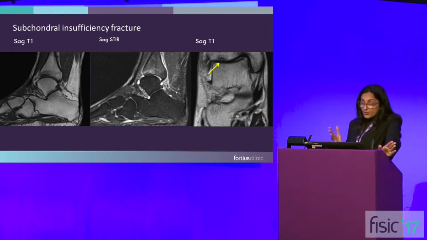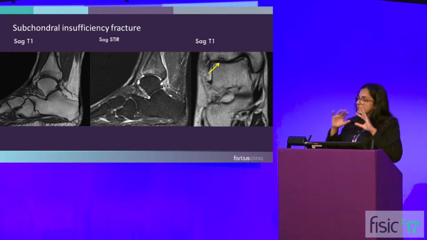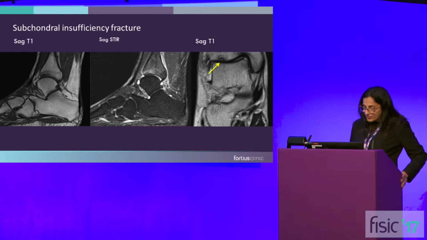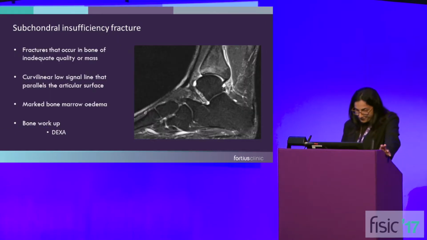And I think that sometimes really distinguishes it from an osteochondral lesion. People say to me, well, that could be an osteochondral lesion, but actually it's that large amount of edema, often soft tissue edema, and obviously the clinical history. And this is a typical fracture that occurs when you've got inadequate bone quality or mass, and I know Cathy's talked about the resilience of bone, and you get marked bone marrow edema. And the workup is really, I would recommend bone workup, which I know Richard's going to talk about, and DEXA scans.